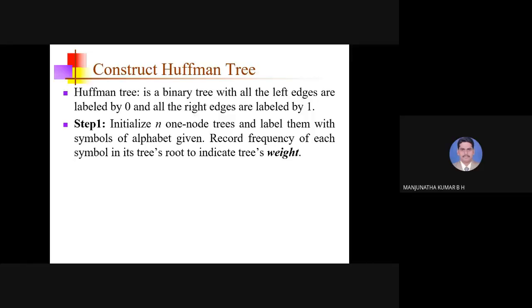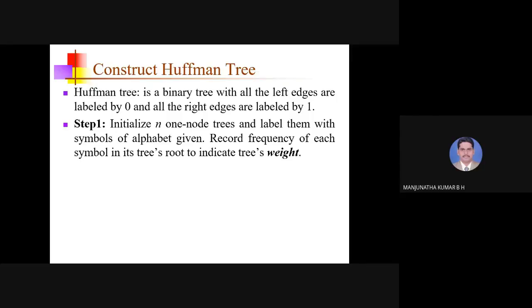Now let me explain the steps involved in constructing the Huffman tree. The very first step is to initialize n one-node trees and label them with the symbols of the alphabet given. Assume you have 5 characters in the given data. For each character, you create one node tree. For example, I have A, B, C, D, E. For A you create one node, for B one node, for C one node, for D one node, and for E also one node. The label of that node is the character itself.